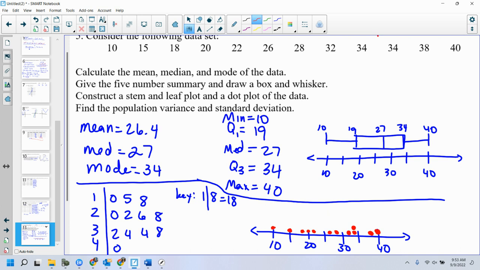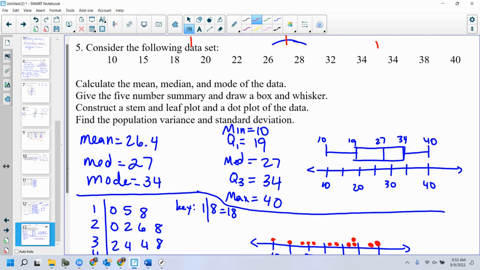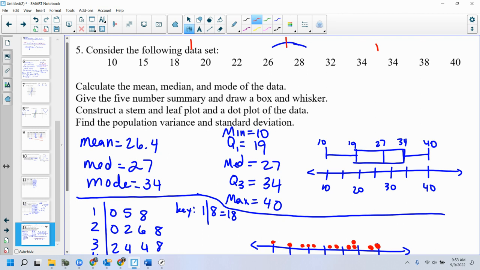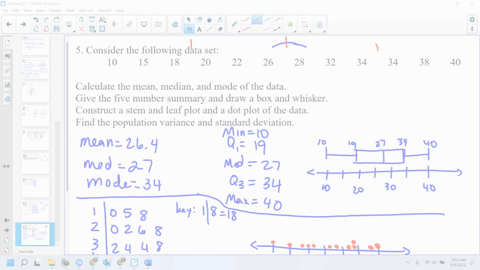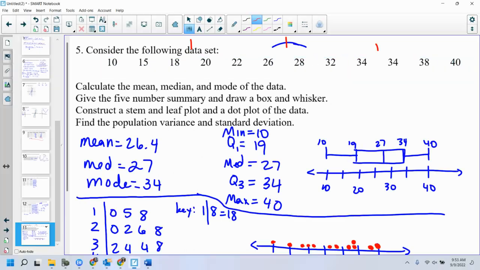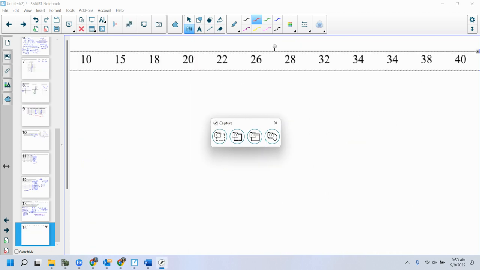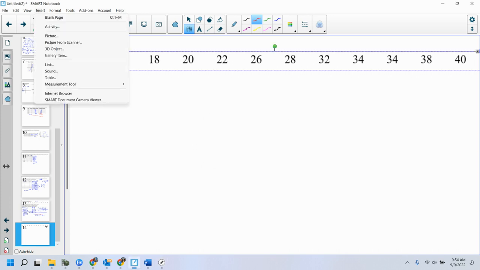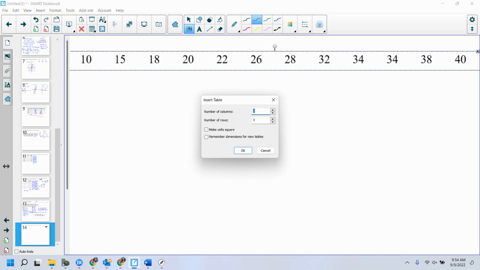Now, the difficult part about this is going to be my population variance and standard deviation. Population variance and standard deviation. That's going to be the difficult part about this. Okay, I'm going to list it out. Actually, you know what? I'm going to screen cap this again onto a different slide. New slide. Okay. And then I'm going to make a table. Insert table. I want 11 rows.